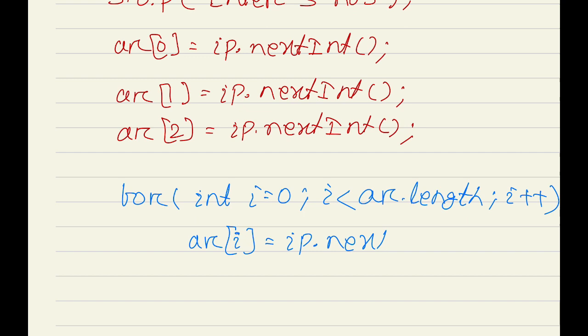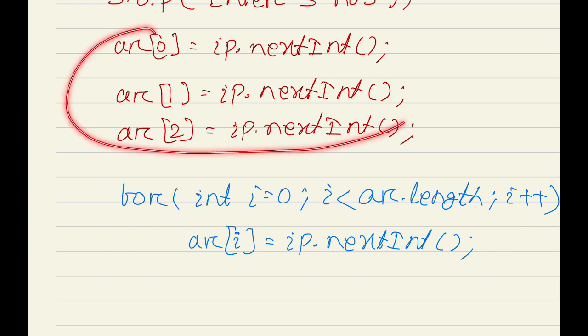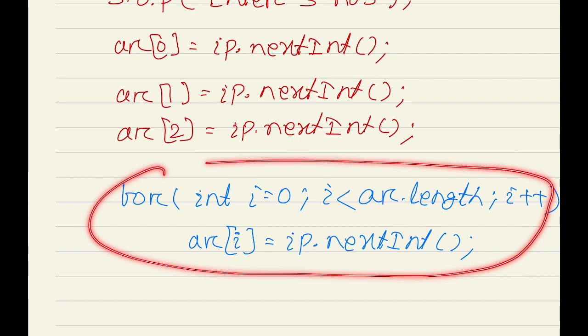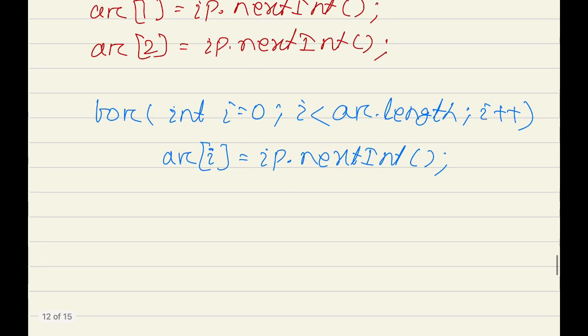ip.nextInt. So previously we were writing ar[0], ar[1], ar[2] like this. So this is impractical. If the array has 10 elements or 15 elements, we would need to write all of these. So instead of this we can write a loop. Then for displaying the array elements we can also write a loop.